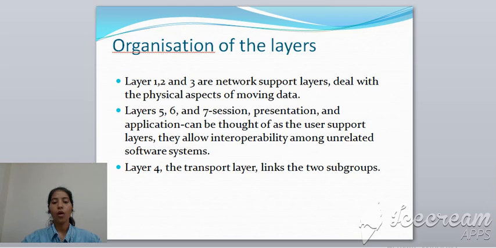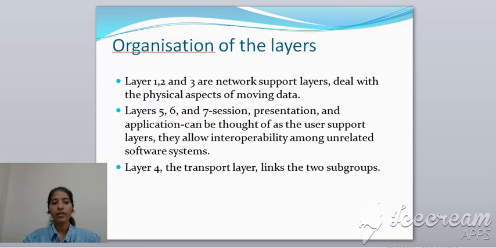Now, looking at the organization of these layers, layer 1, 2 and 3, that is physical layer, data link layer and network layer are network support layers. They deal with the physical aspects of moving data. Layers 5, 6 and 7, that is session layer, presentation layer and application layer, can be thought of as the user support layers. They allow interoperability among unrelated software systems. Fourth layer, that is transport layer, links the two subgroups.